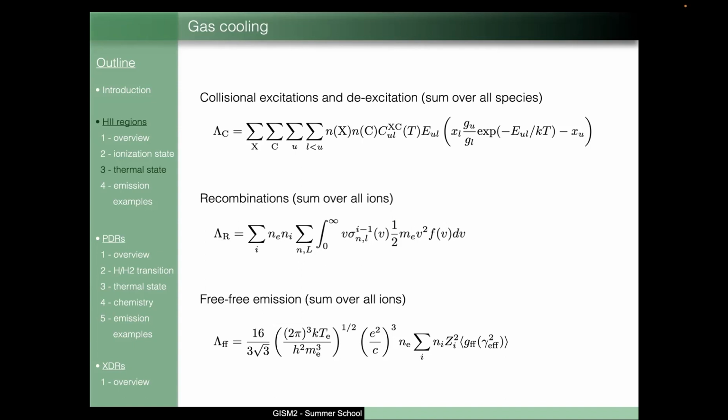And finally, the last process which accounts for the cooling is the free-free emission. So the free-free emission is when you have an electron traveling in an ionized medium, then the electron is accelerated by the charges around, and an electron which is accelerated radiates away. So this is how we write this cooling term. This is simply a sum over all interactions between electrons and the ions of the medium that generate an emission of, in fact, a photon.